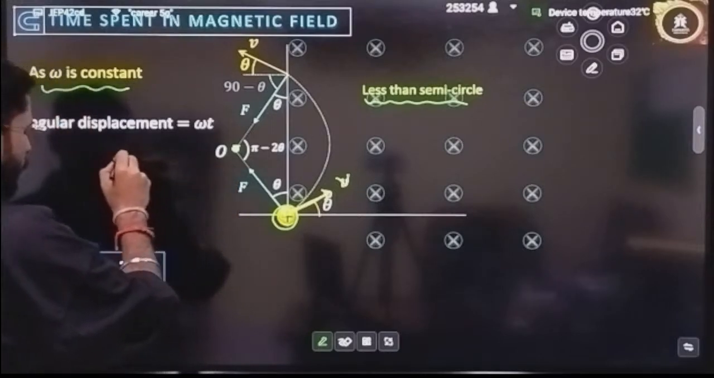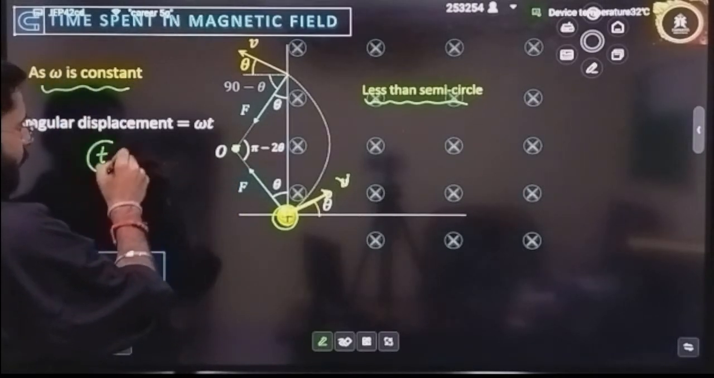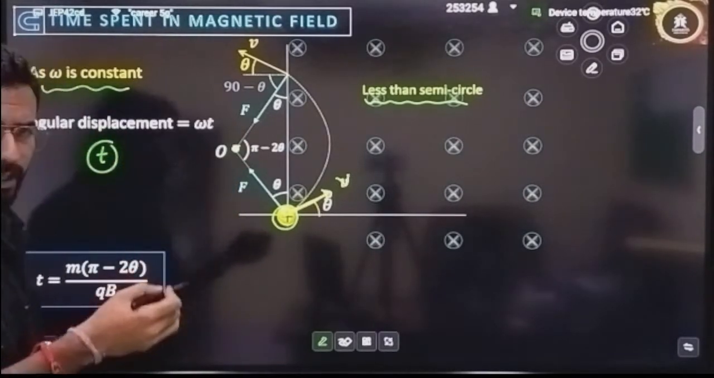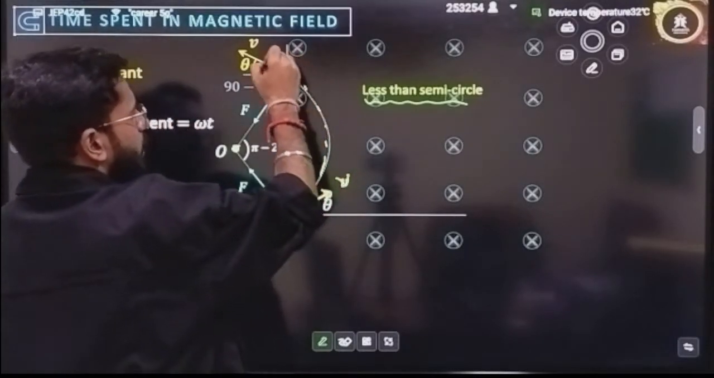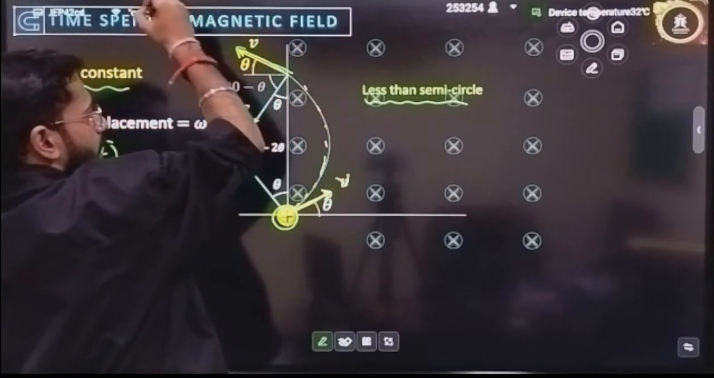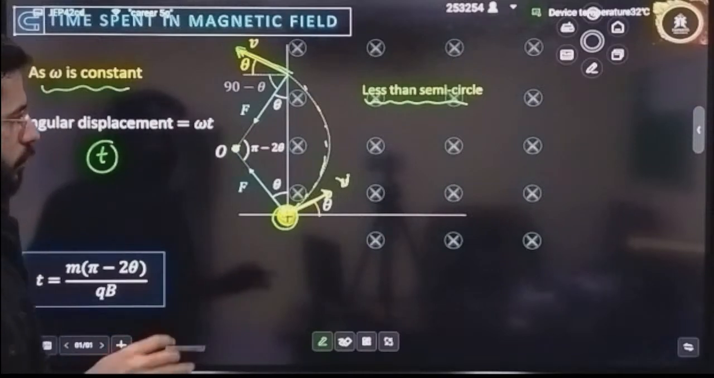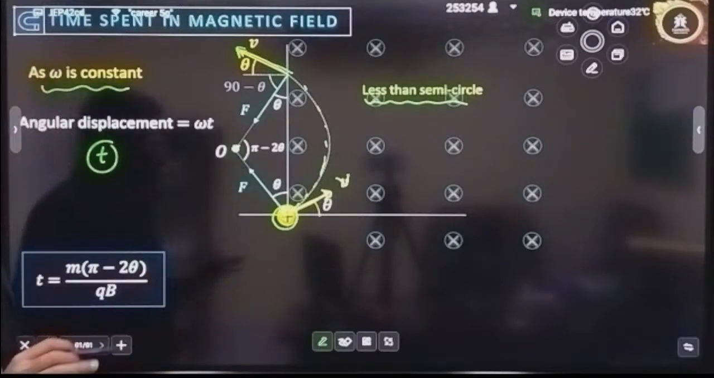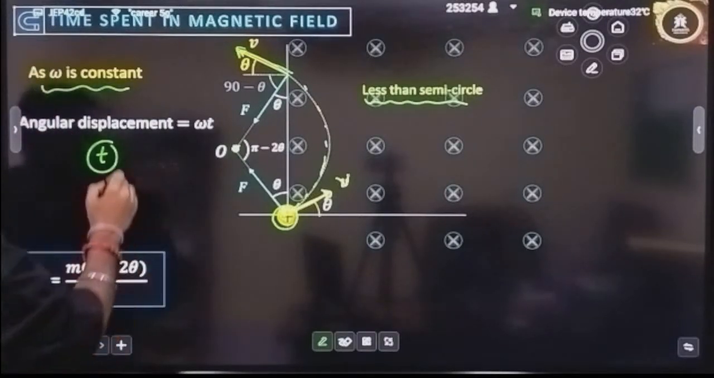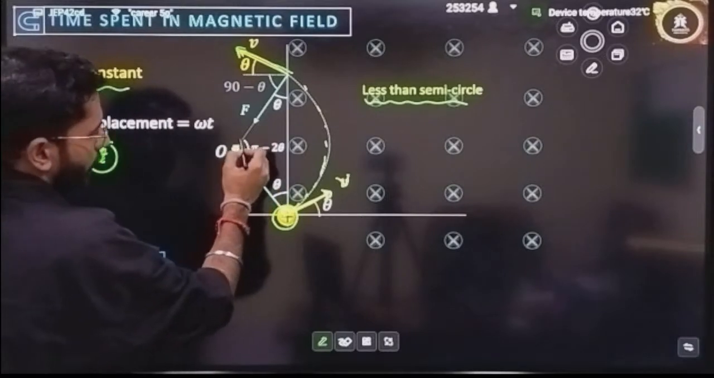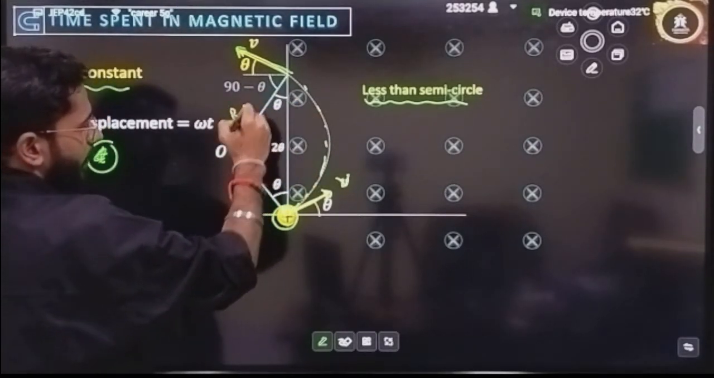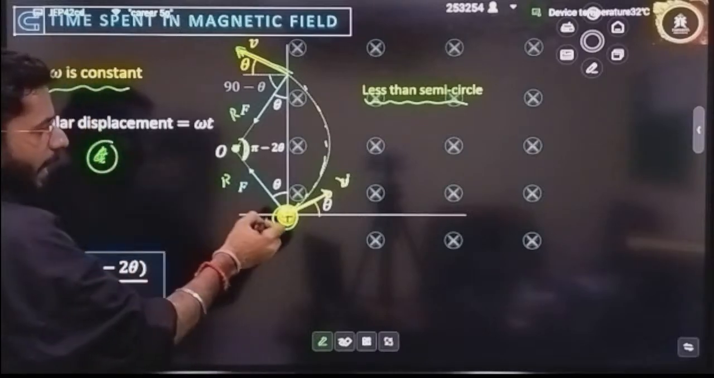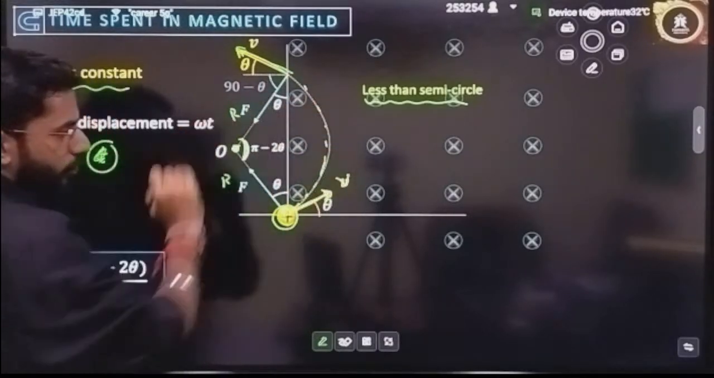Now, if the question is asking you how much time you are inside this magnetic field, what kind of trajectory will it be following? Circular motion, and it will be somewhat like this, and here it will again exit straight away, correct? So this is what I have to do. Whatever the angle traveled, this is the angle covered in this magnetic field, because this is going to behave like a radius, and this is the circular path that it is going to follow.